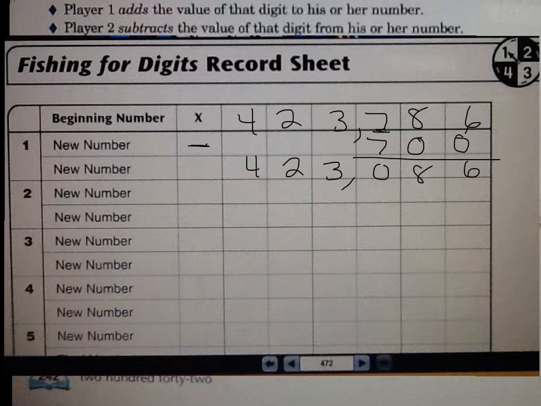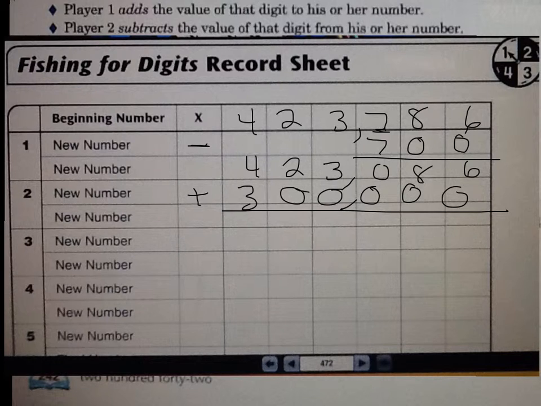423,086. On my turn, if I guessed that player 1 had a 3, and the 3 was in the hundred thousands, I would then add 300,000. And then I would add them up. 6 plus 0 is 6, 8 and 0 is 8, 0, comma, 3, 2, 4. And then we would continue through all those rounds.